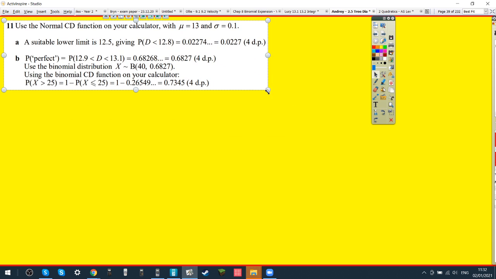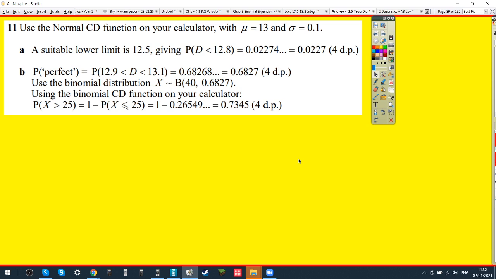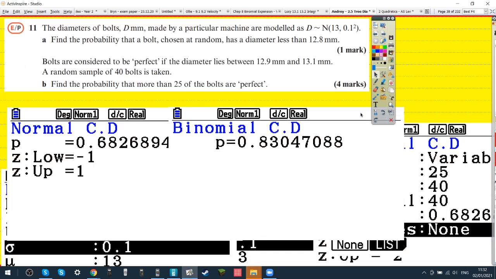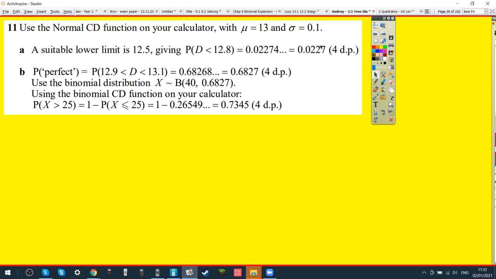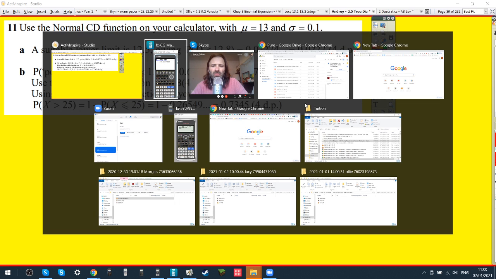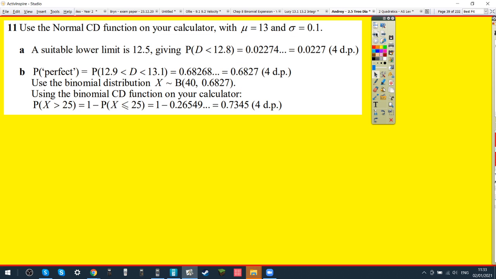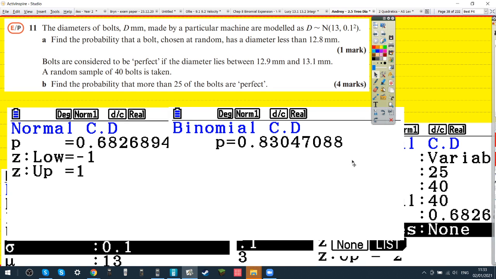We got 83 or something, did we? Wait, what? Find the probability that the bolt chosen at random has a diameter less than 12.8. A suitable lower limit is 12.5. Okay. Hang on. So what was our first one? Sorry. I don't remember. I have it in here somewhere.